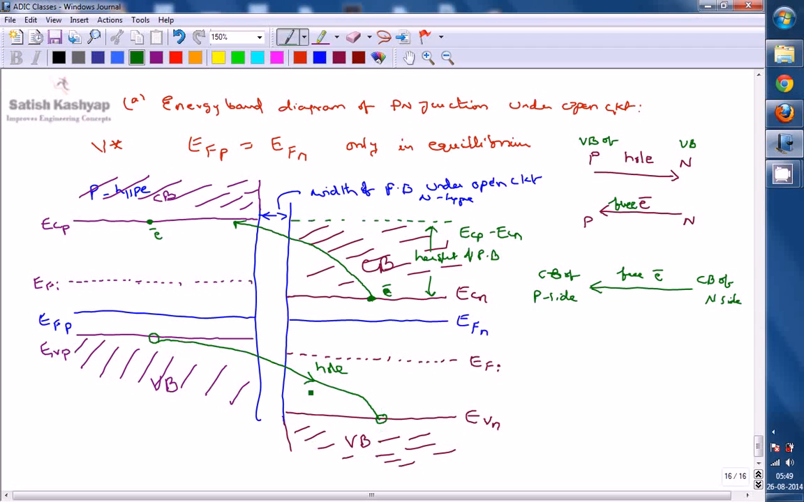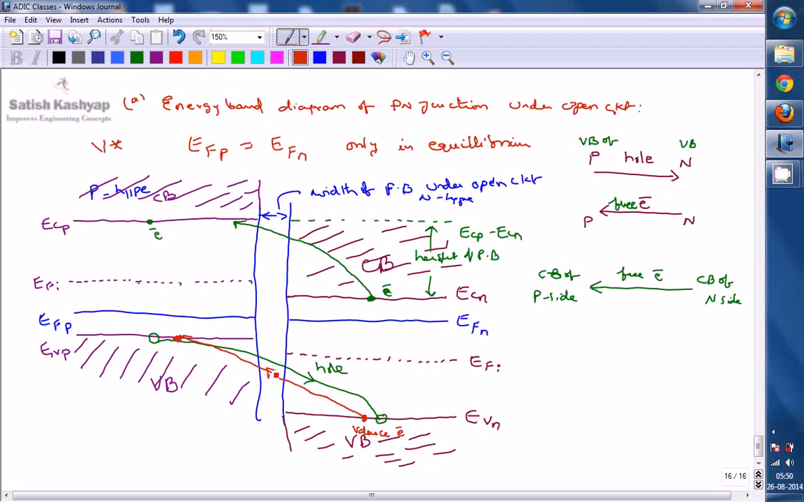Always valence electrons will move within the valence band, and that will look like a hole is moving in the opposite direction. So strictly what is happening is nothing but a valence electron moving. Red color is nothing but valence electron, because the electron is present in the valence band. A valence electron moves from the valence band of N side to the valence band of P side.